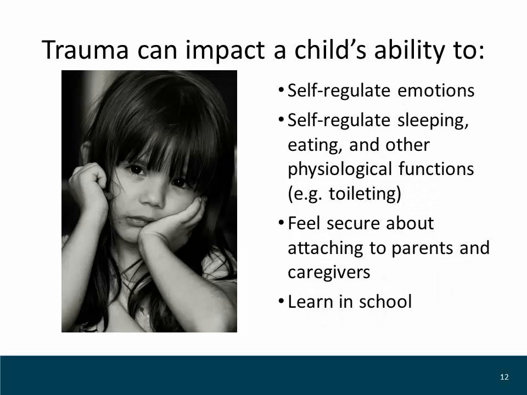A child's experiences of trauma affect his or her permanency and adoption adjustments. Traumatic experiences can detrimentally impact a child's ability to self-regulate emotions, self-regulate sleeping, eating, and other physiological functions, such as toileting, feel secure about attaching to parents and caregivers, and learn in school.